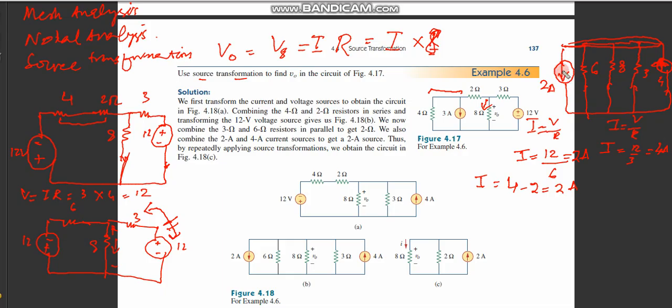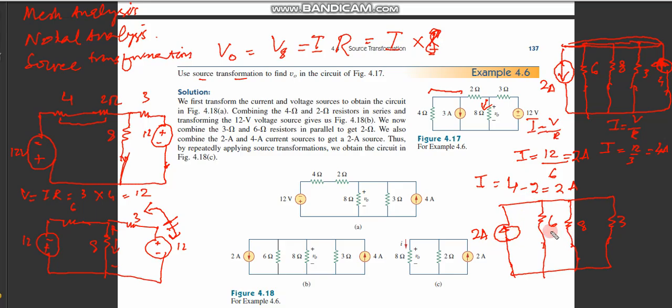So I can replace these two sources by a single source, and then I have 6 ohms, then I have 8 ohms, and this is basically 3 ohms. So this is the 2 ampere current source, 6, 8, and remember this is 3 ohms. This is how we can proceed further now. This was the circuit.